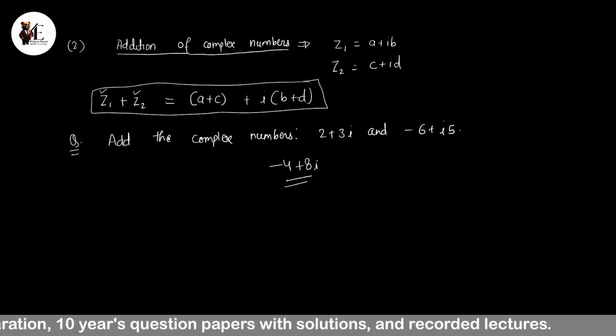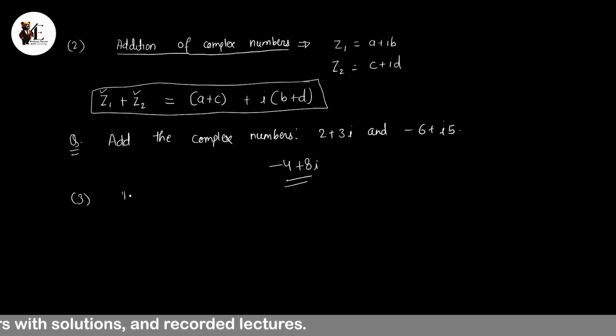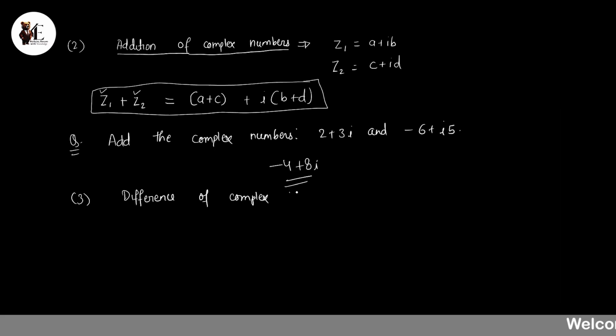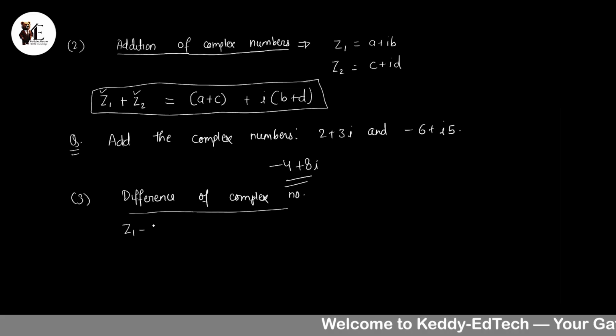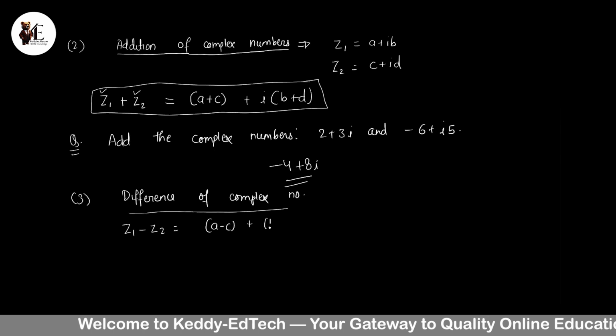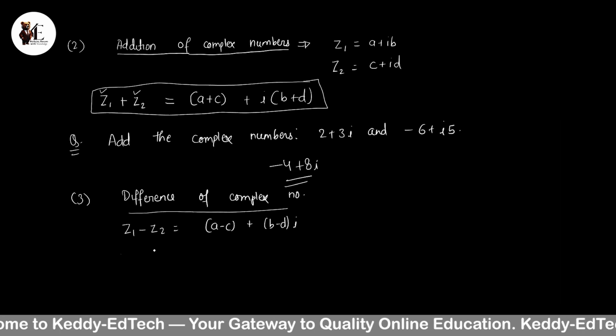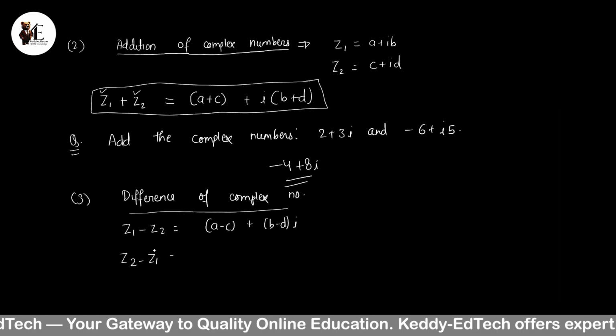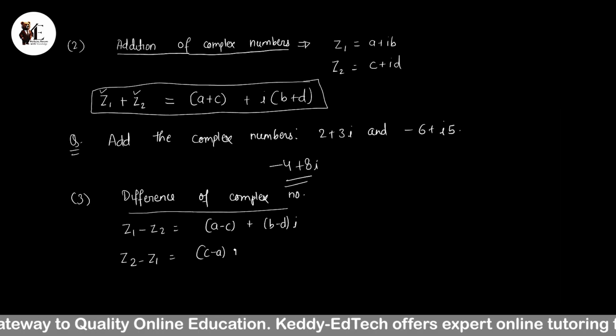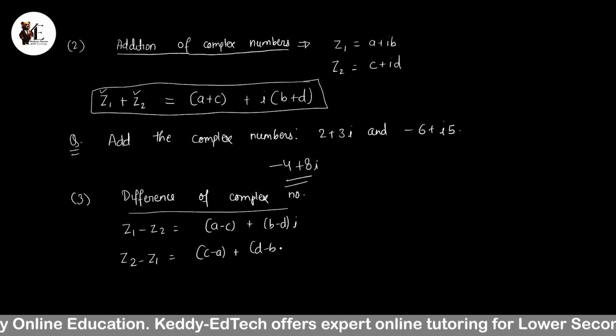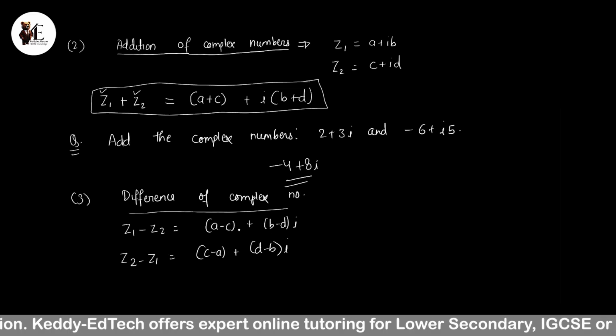So the same process is followed for the difference. If we have to find Z1 minus Z2, that will be A minus C plus B minus D into imaginary parts. But if it was written Z2 minus Z1, then it will become C minus A plus D minus B into imaginary parts. So it depends.